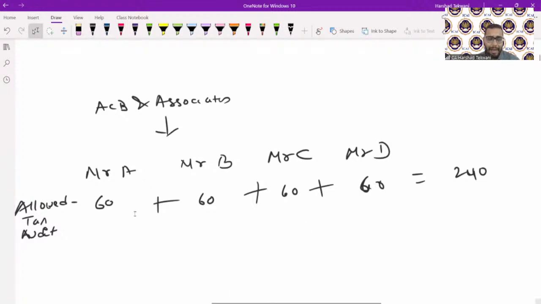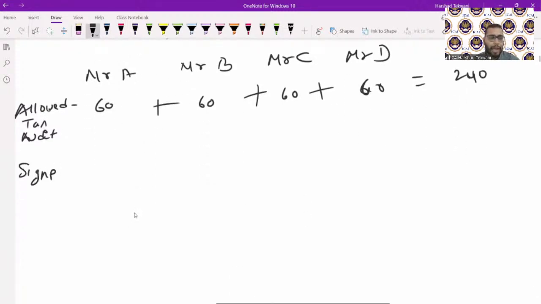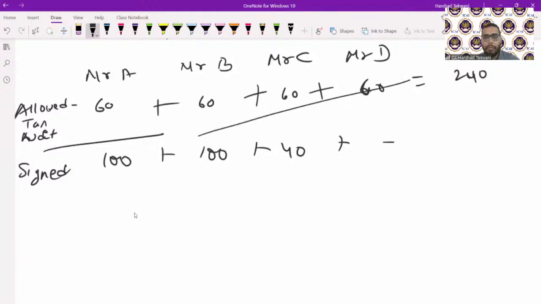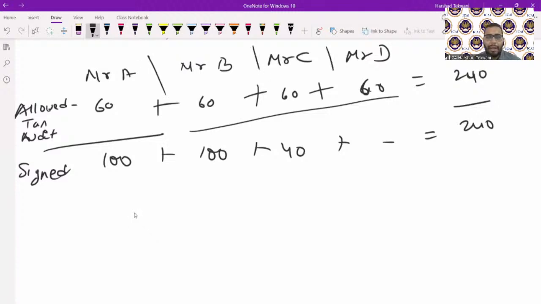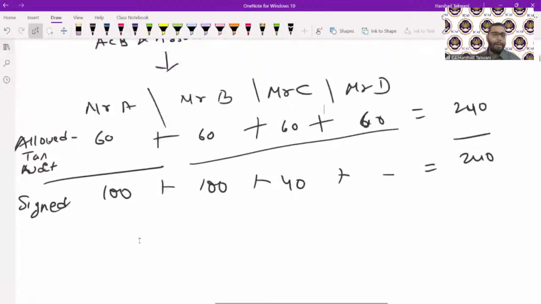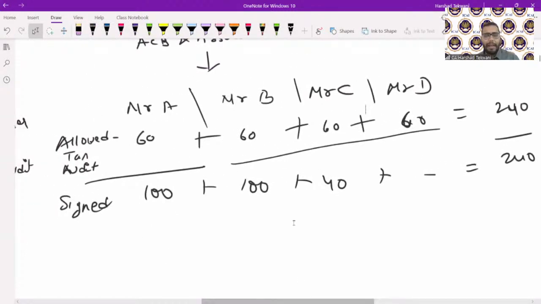Now, let's say for example, Mr. A signed 100, Mr. B signed 100, Mr. C signed 40, and D signed nil. Total 240. So now you tell me, is this fine? Like how much they were allowed and how much they have signed. The tax audits allowed were 60 per partner, but here Mr. A and B have signed more. Come on, guys. Is it fine in the current case?